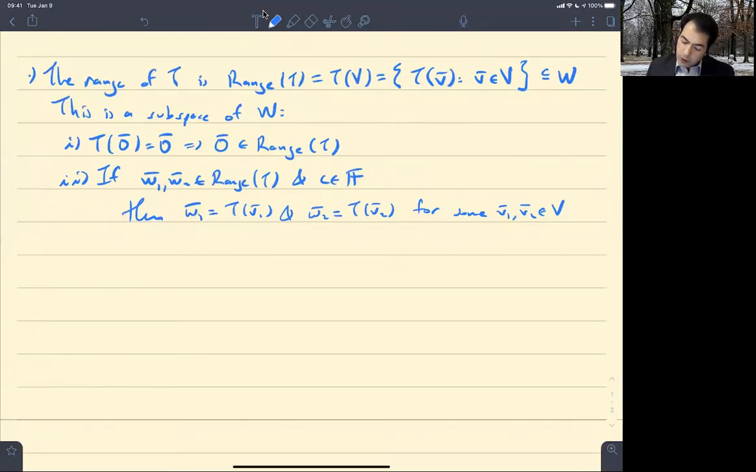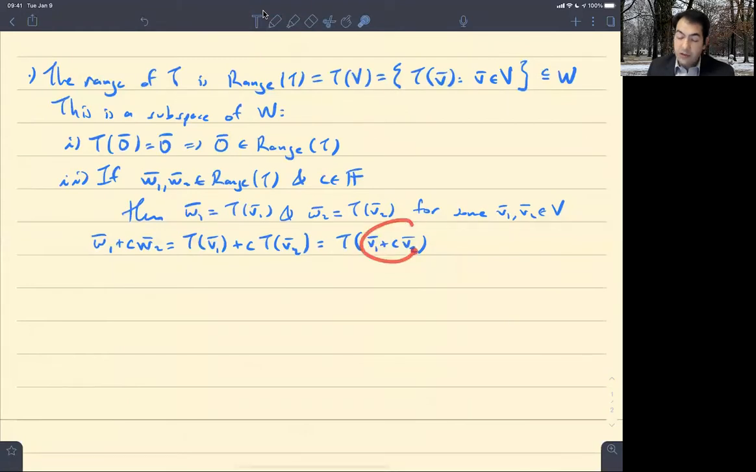Okay, so if I write W1 plus C W2, if I take this linear combination, I can write W1 as T of V1, and I can write W2 as T of V2. So let's do that. And now we're going to use the fact that T is linear to write this as T of V1 plus C V2. Okay, now this is some vector in V. So this is T of some vector in V.